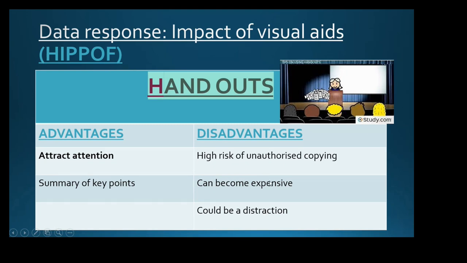Why? Because obviously you must pay for it, for the printing. If I give you a handout, a photocopier machine, you need to pay for that, eh? And there can be a high risk of unauthorized copying. That is the administrative duty there. And so that is the handout.